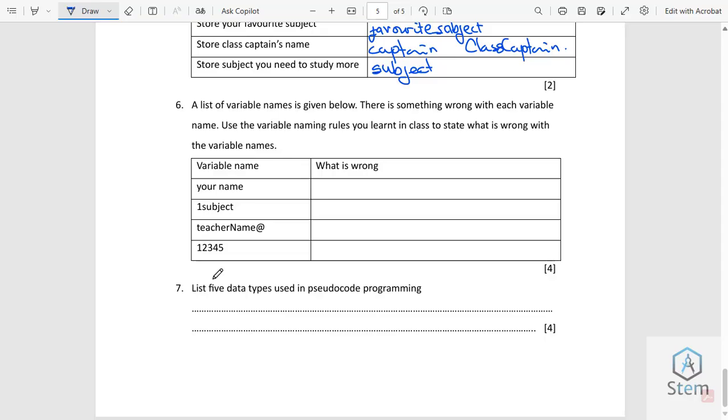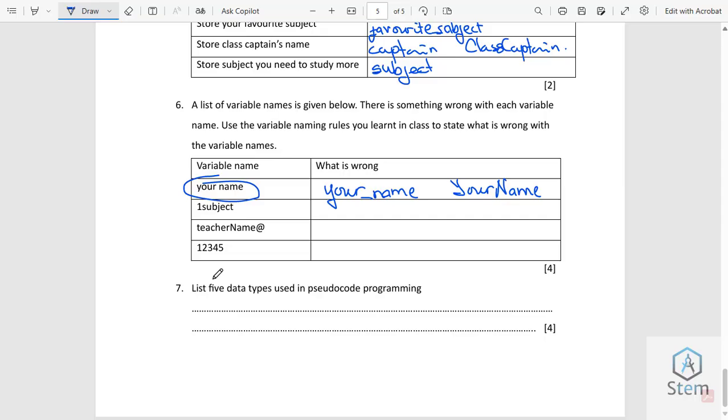Then we go to number 6. Your name, this is the variable name. What is missing here is there is a space between the two words. We should put an underscore, or we should use the camel case. For example, we should have your underscore name, or you can have yourName.